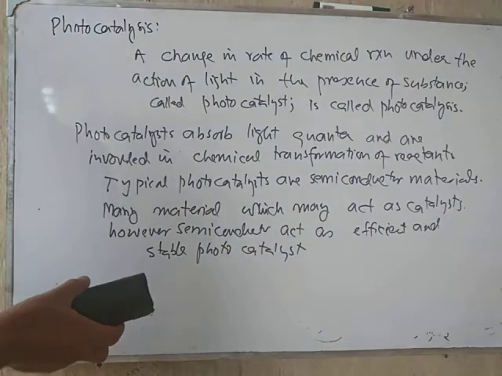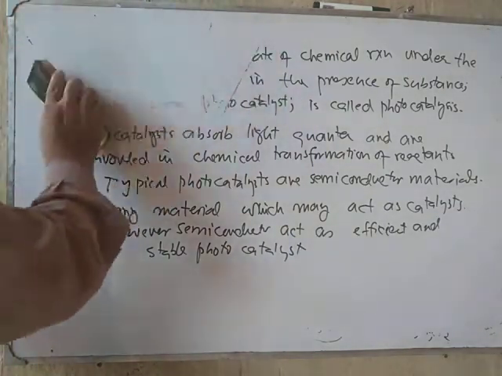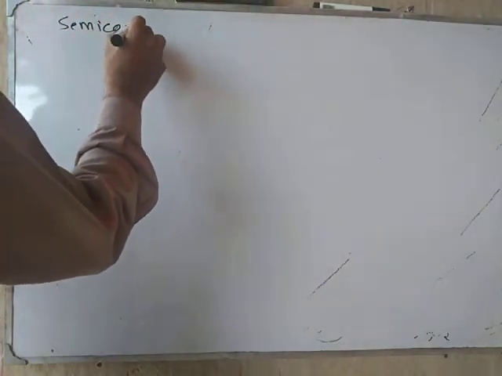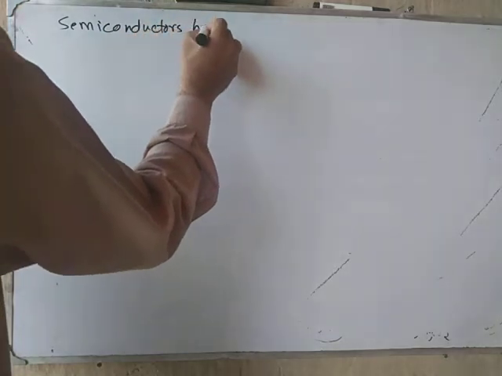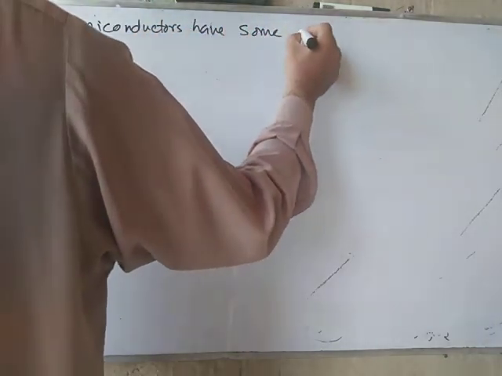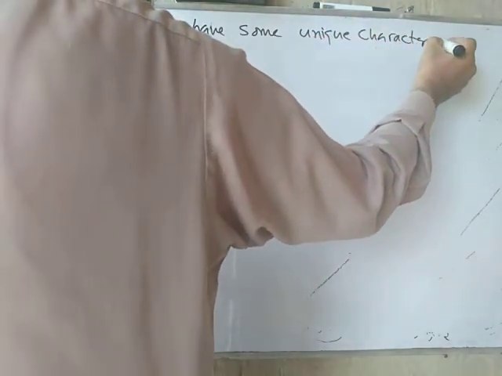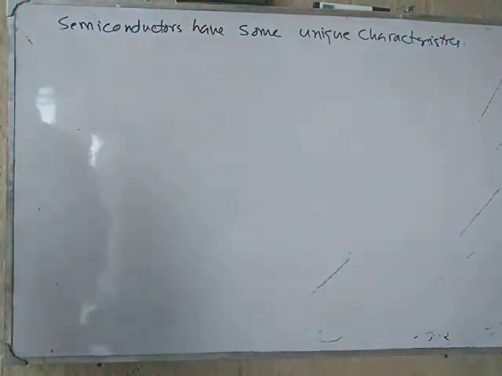Semiconductors have some unique characteristics, therefore they are used as a photocatalyst. जिसकी वजह से उसको हम as a photocatalyst use कर सकते हैं. They have some unique characteristics. और वो क्या है? Semiconductors have manifold of electron energy levels.